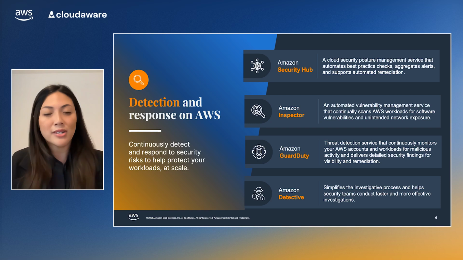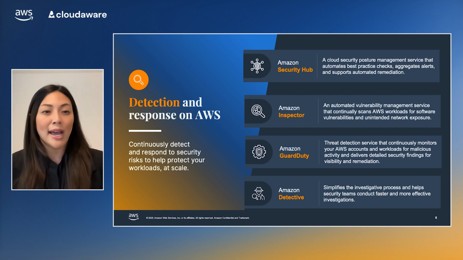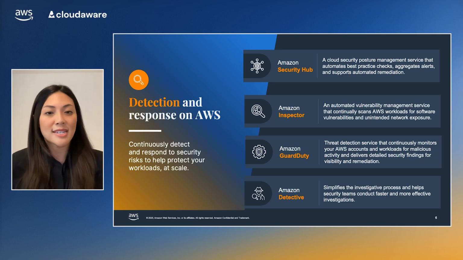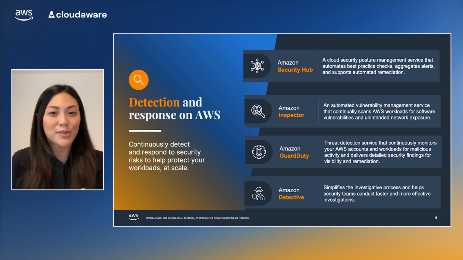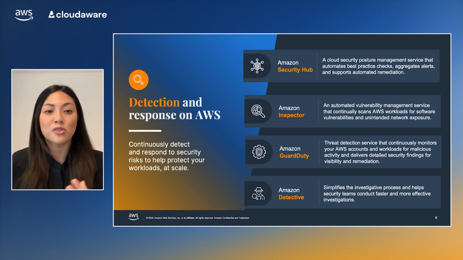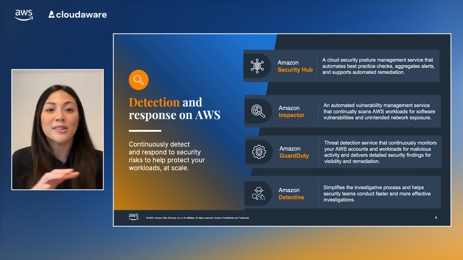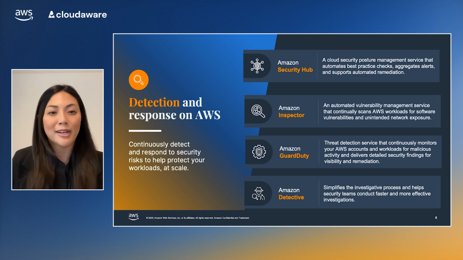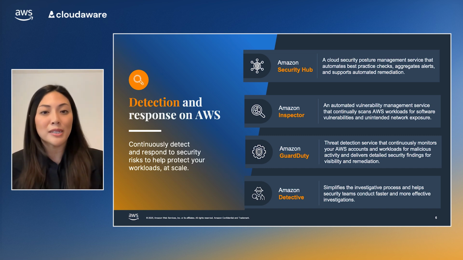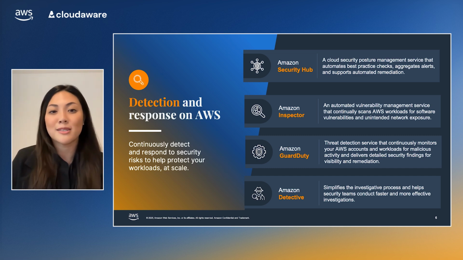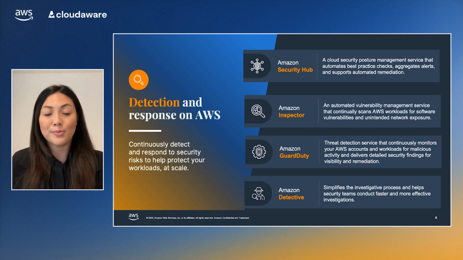The Amazon GuardDuty service is a threat detection service that continuously monitors AWS accounts as well as workloads for malicious activity and delivers detailed security findings for both visibility as well as remediation. Our Amazon Inspector service, which is the key point for today, is our automated vulnerability management service that continuously scans AWS workloads for software vulnerabilities as well as unintended network exposure. And that unintended network exposure is that contextualization that we're going to deep dive into in just a second.